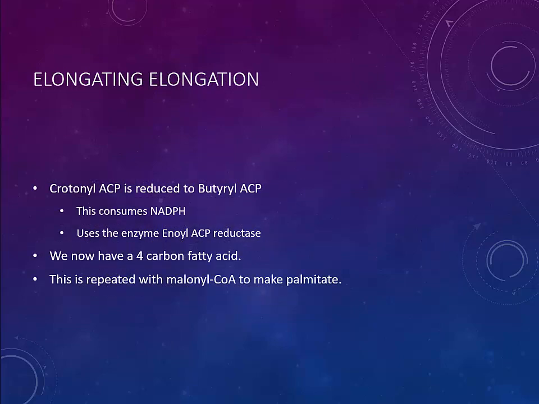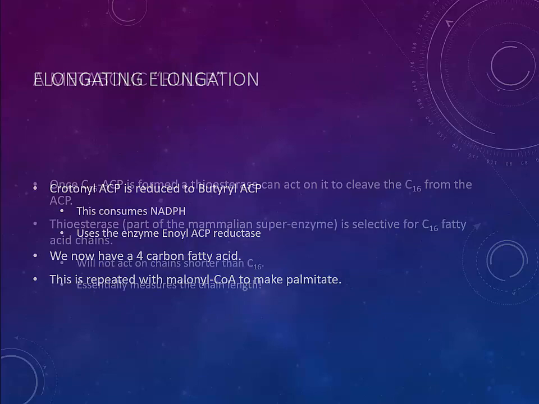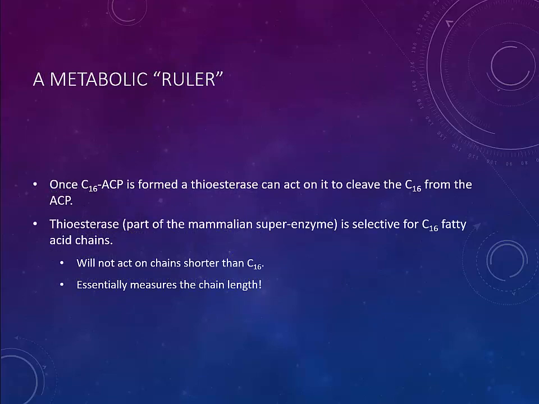Crotonyl ACP is reduced to butyryl. Notice the name is butyryl. This is 4 carbons long. Remember butane? The enzyme is enoyl ACP reductase. From here, we repeat all the steps by adding another malonyl. The malonyl is going to connect to this butyryl rather than the acetyl, as I mentioned. This process continues until a 16-carbon ACP is formed.